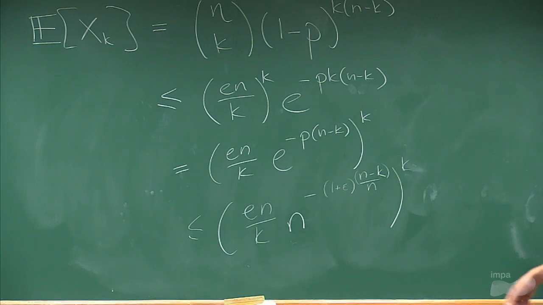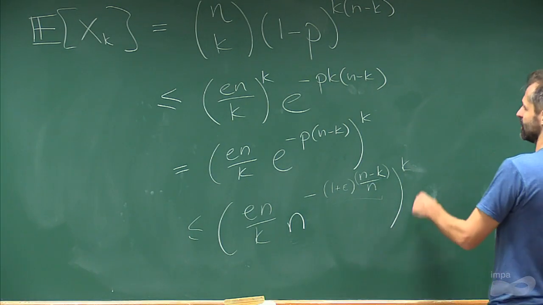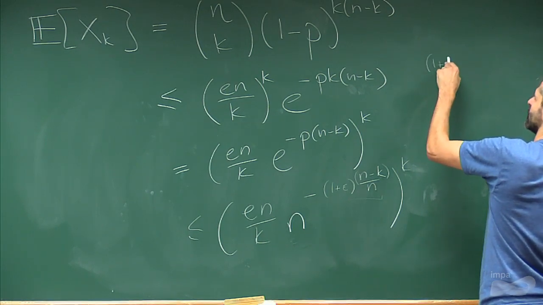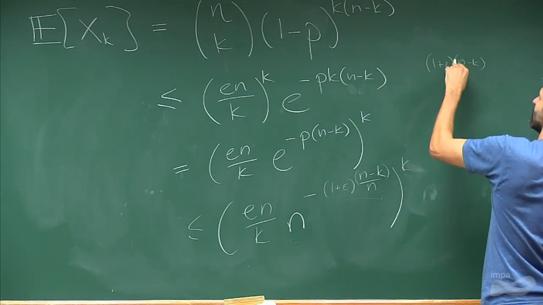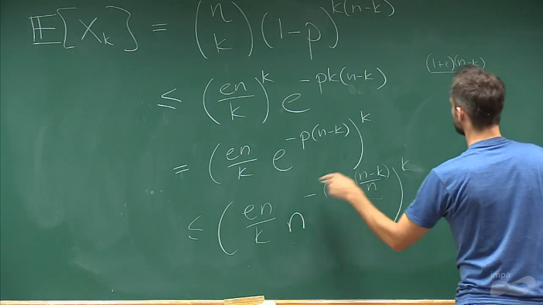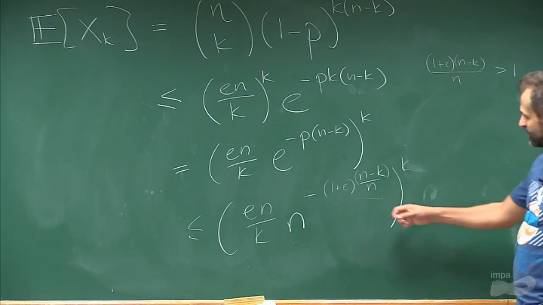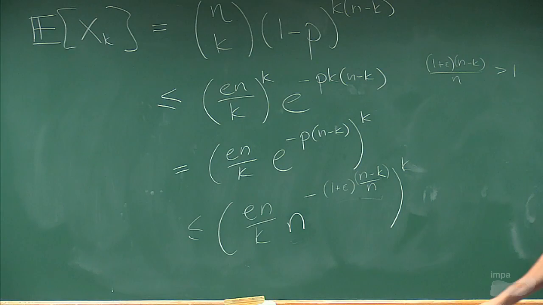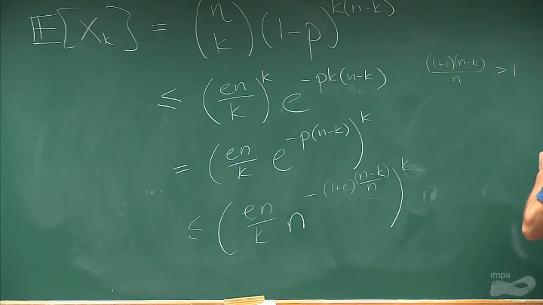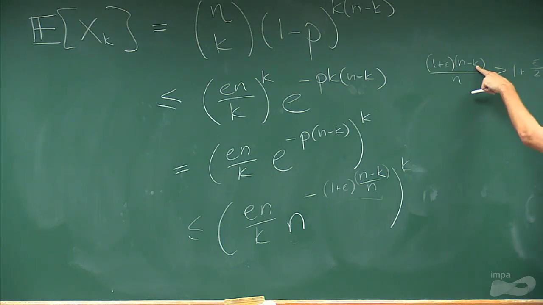So if k is smaller than n, there are two cases. If (1 plus epsilon)(n minus k) over n is bigger than 1, then this term definitely beats that one. I think we might win by a bit, say 1 plus epsilon over 2 or something. So if k is much smaller than n, then this is true.